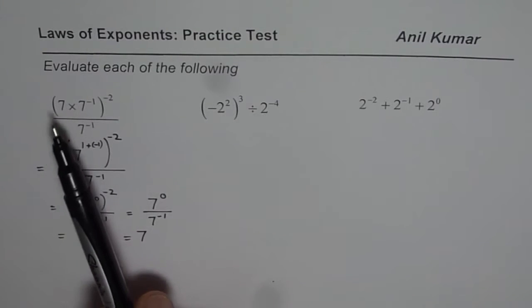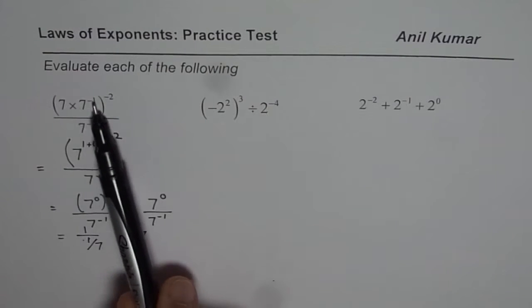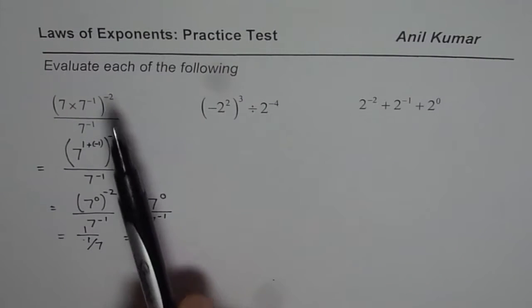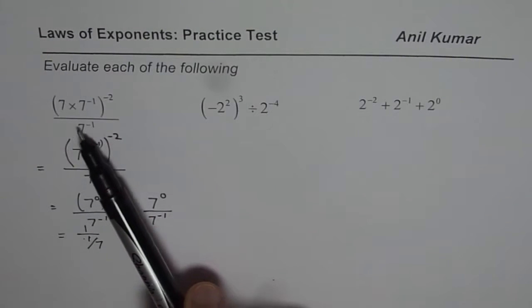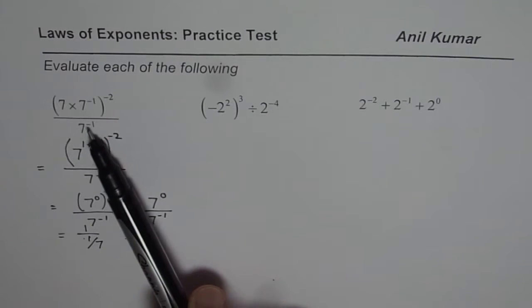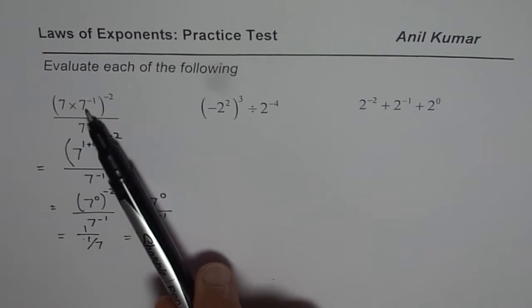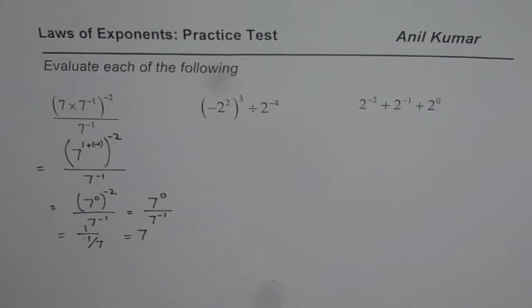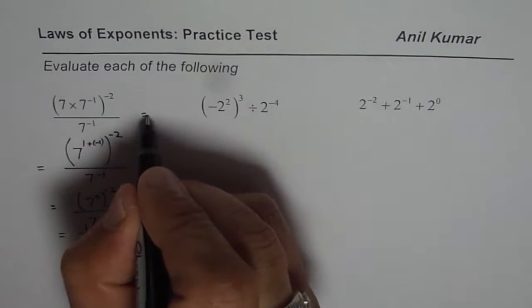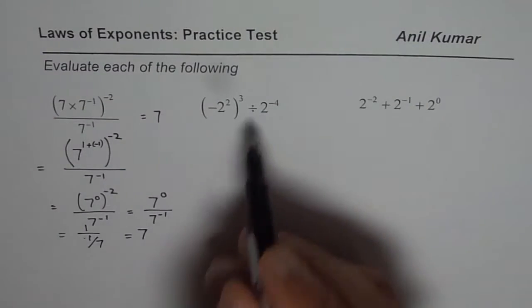So let's go through it. 7 times 7, same base, add the exponents, we get 0. 0 times minus 2 is again 0. Anything to the power of 0 is 1, so we get 1 here. Now the denominator was 7 to the power of minus 1. Negative makes it a reciprocal, so this 7 comes on the top, and therefore we are left with 7. So the answer is 7 for the first one. Let us do the next one now.